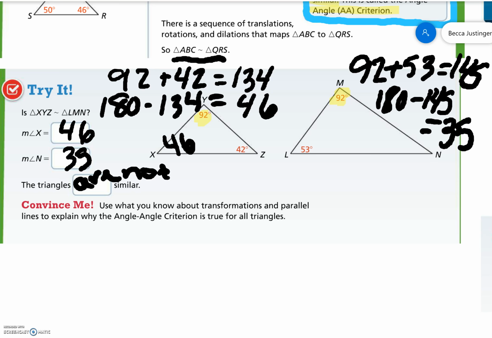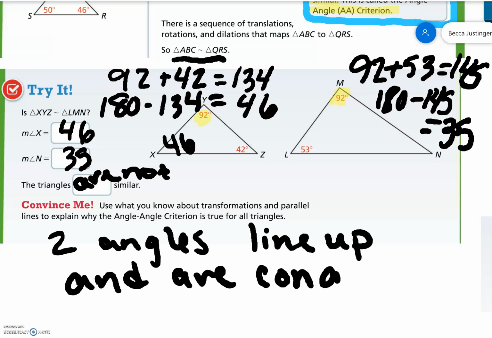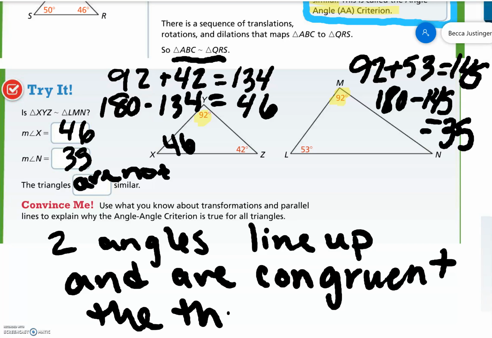So knowing what I know about transformations and parallel lines, if you have two angles that line up and are congruent, the third will be too.